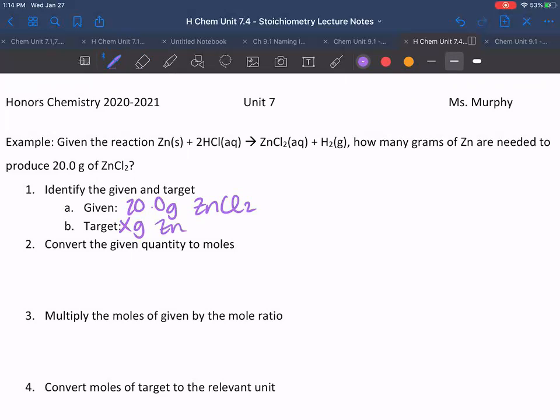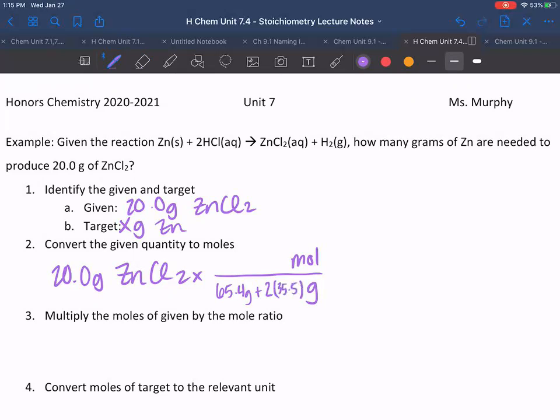So we start by converting our given quantity to moles. So if we have 20 grams of ZnCl2, what's our little fraction going to be here? At least start with units. What's the bottom unit? Awesome. And then what's the top unit? Moles, because we're always converting to moles. So how do we figure out the bottom one? You find the molar mass using the periodic table. So zinc weighs 65.4 grams, and you're multiplying chlorine by 2, because there's 2 of them, 35.5. You're getting the molar mass.